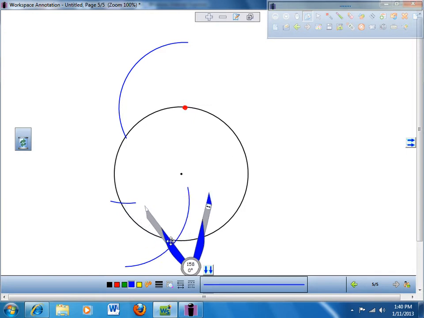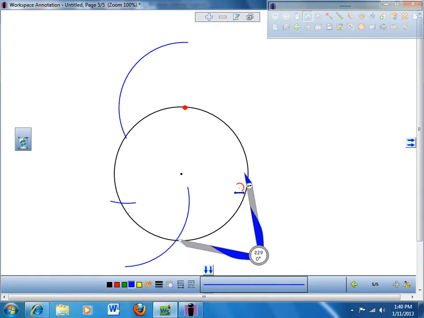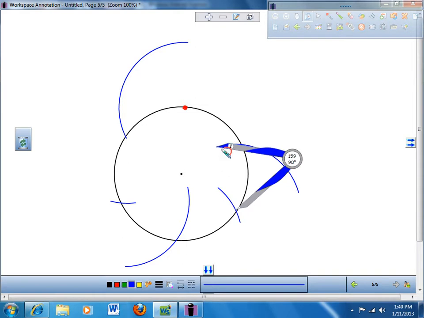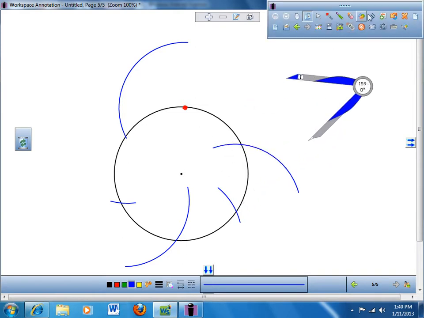I'm going to move it to here, and move it this way. Whoops, I wanted that to be 158. Two more. There, close enough for the show. It's a lot easier if you have a real compass. Okay, move it to here, and this is your last mark. I think I'm done with the compass now.